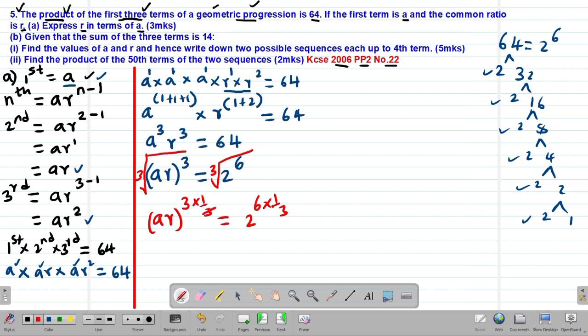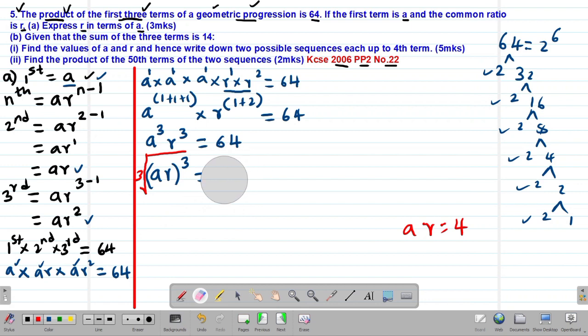Of course, the 3 and 3 will cancel out, so we'll remain with AR being equivalent to 3 here 1, 3 here 2. So we'll remain with 2 power 2, which of course is going to give us a positive 4. Remember, we are ending up with AR being equal to a positive 4.